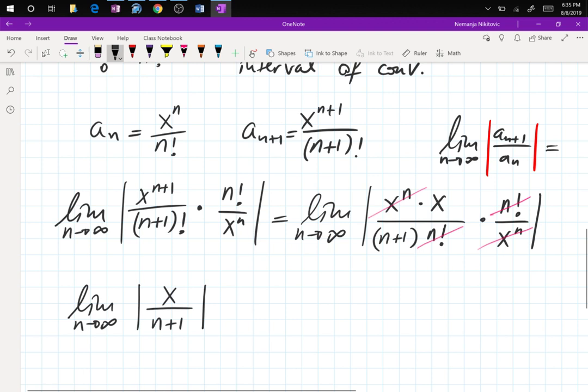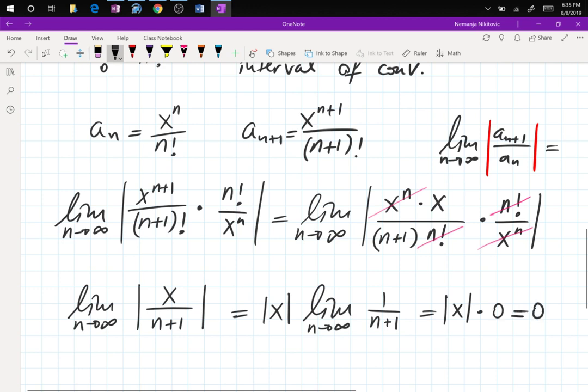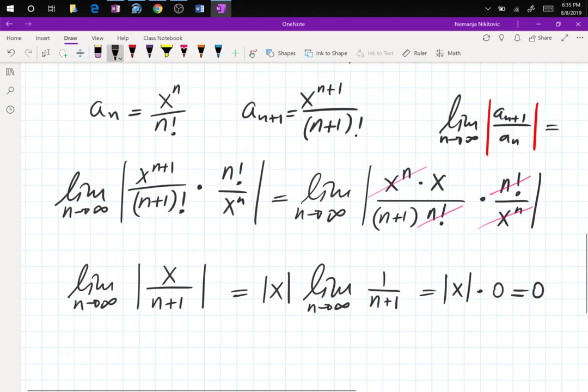Now, n plus 1, and all n's are positive values because it starts at 0 and goes to positive infinity. x could be positive or negative. Now, the limit performs its operation on n. That's the variable for the problem. So we are allowed to kick x outside as a constant and just focus on the limit as n goes to infinity of 1 over n plus 1, which is absolute x times 0, which is 0. Now 0 is always less than 1. We know that's our ratio test.